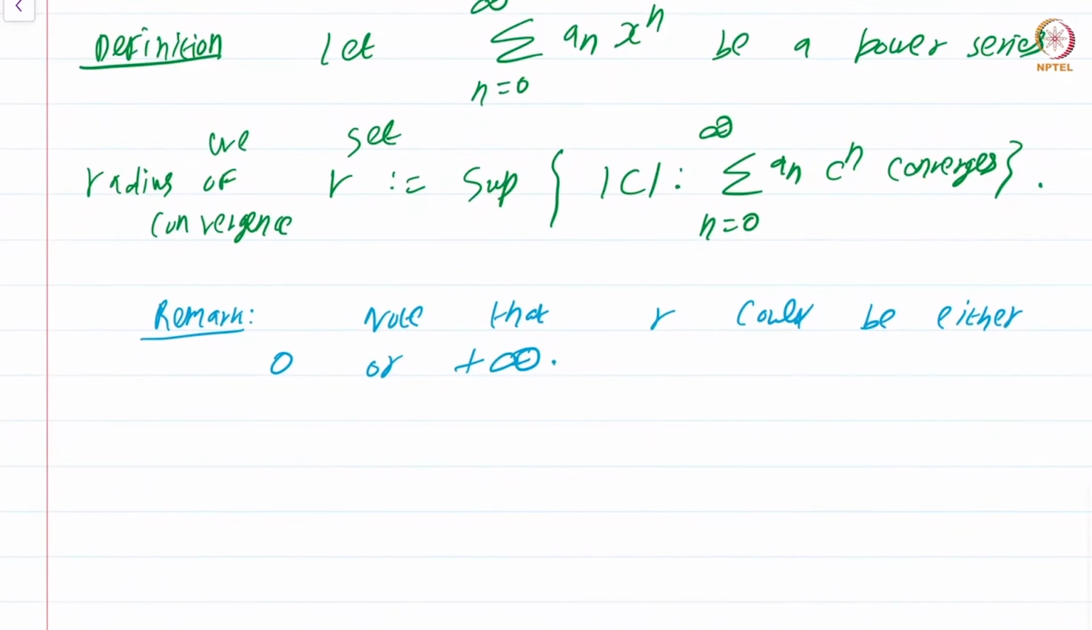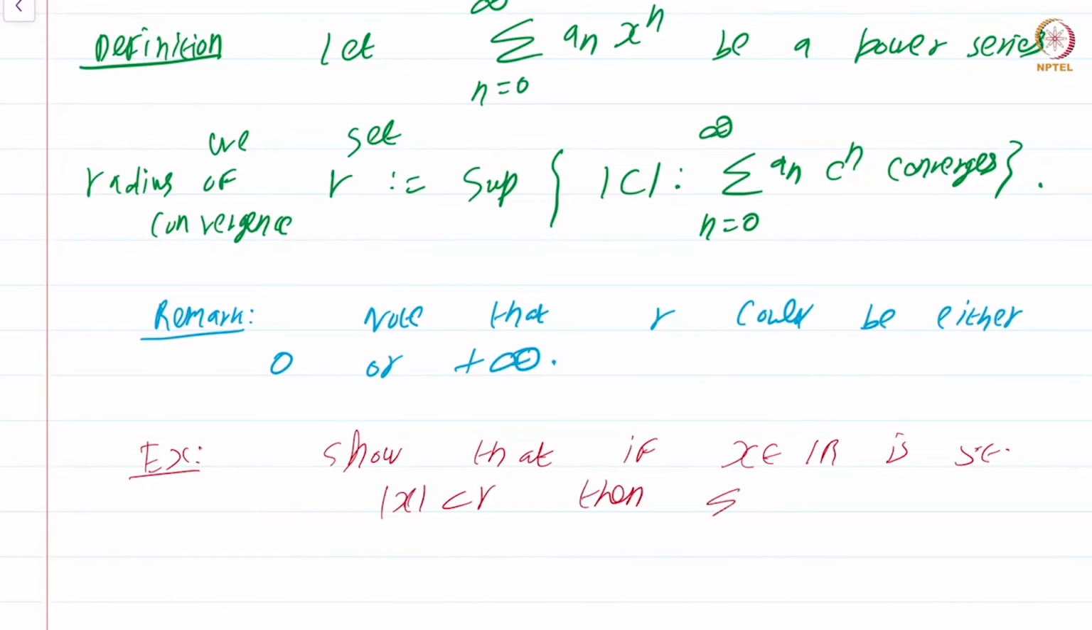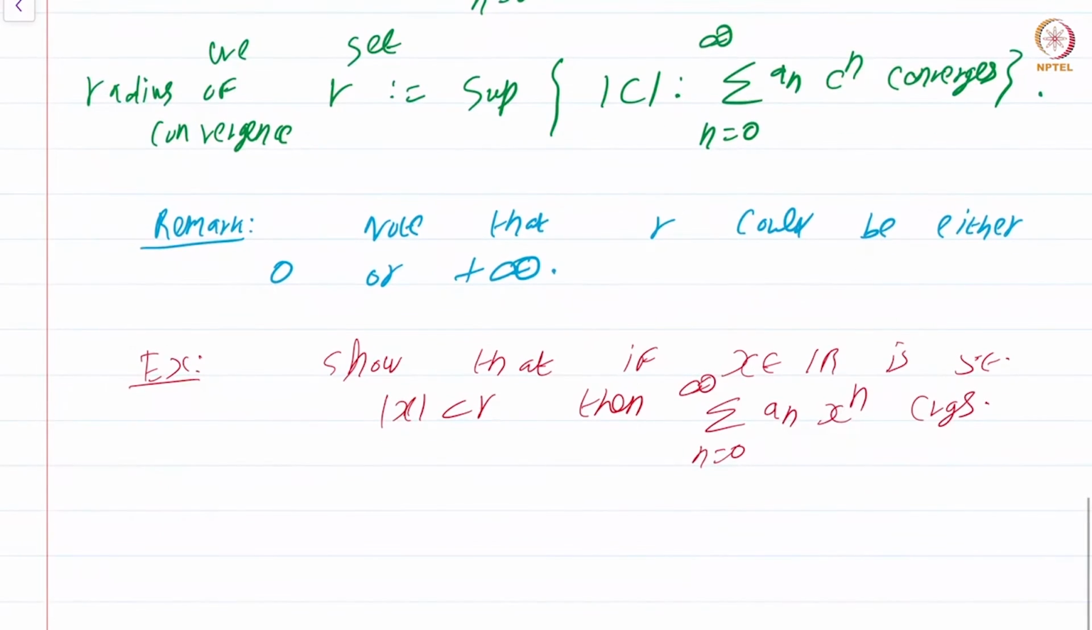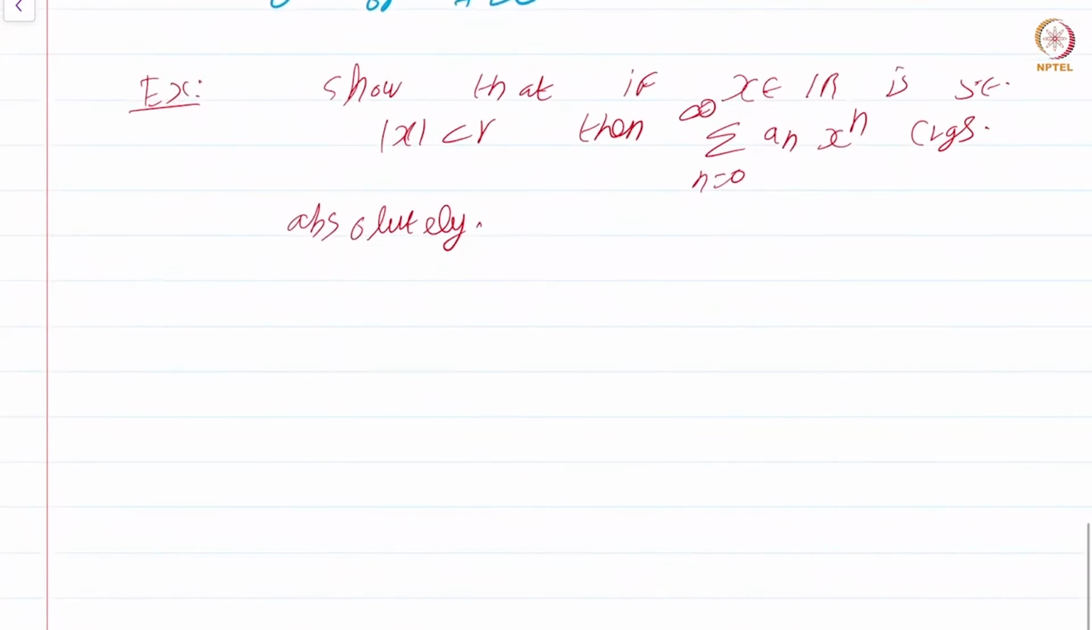Okay. Now, I'm going to leave you with a very simple exercise. Show that if x in R is such that mod x is strictly less than R, then summation n equal to 0 to infinity an x power n converges absolutely. This is a very, very simple exercise. It follows immediately from the definition of the radius of convergence and the fact that whenever you have a point of convergence C, then for all points whose absolute value is less than mod C, the series converges. Essentially, the previous proposition plus the definition of radius of convergence will immediately deliver the proof.